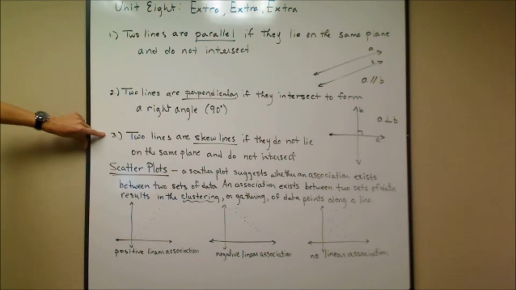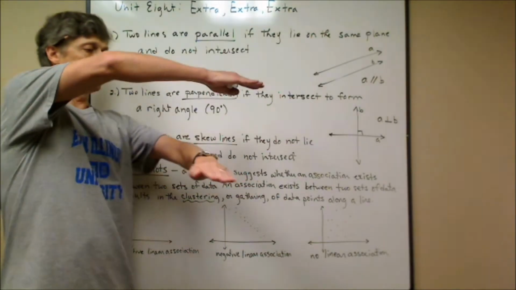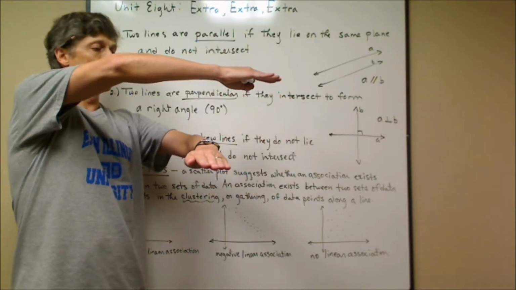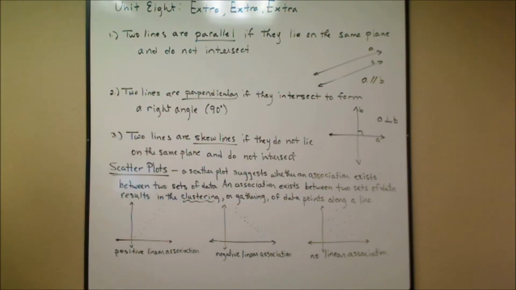Now, the third geometry idea that I want to talk about is what we call skew lines. Two lines are skew lines if they do not lie on the same plane and therefore do not intersect. Now, I can't draw that because I can't draw in different planes, but the idea would be like this, like my arms with the lines. They don't intersect, but they're not on the same plane. Those are called skew lines. I don't have a symbol for that.